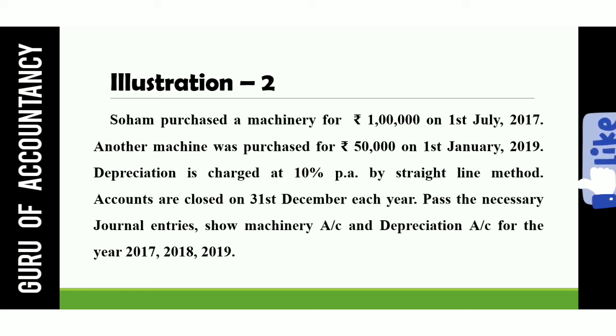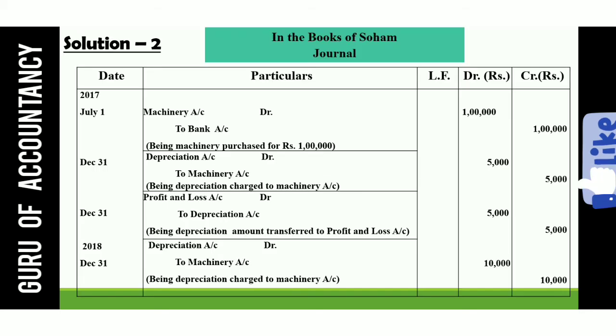Another machine was purchased on 1st January 2019. So in 2019, on this 50,000, we will charge depreciation for the full year from January to December. On 1 lakh rupees, in 2017, depreciation will be for 6 months. In 2018, it will be for full year. And in 2019 also, depreciation will be for the full year. Let us see the solution of this exercise.